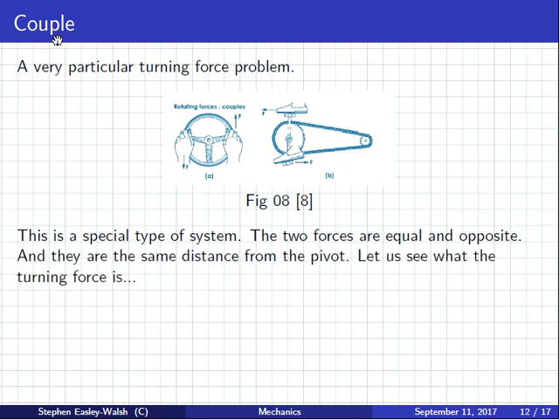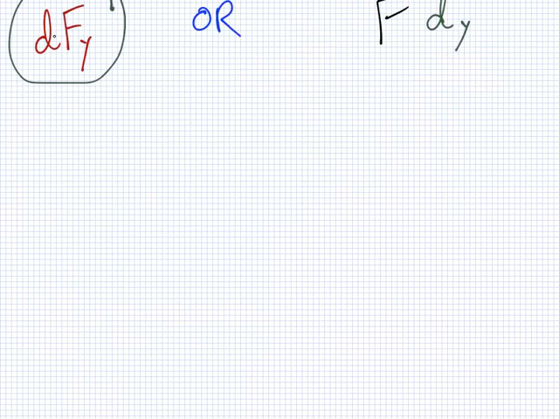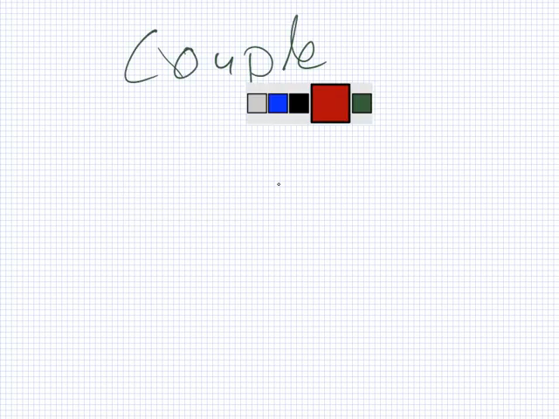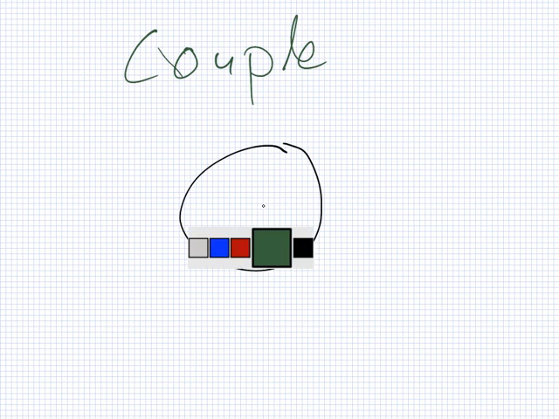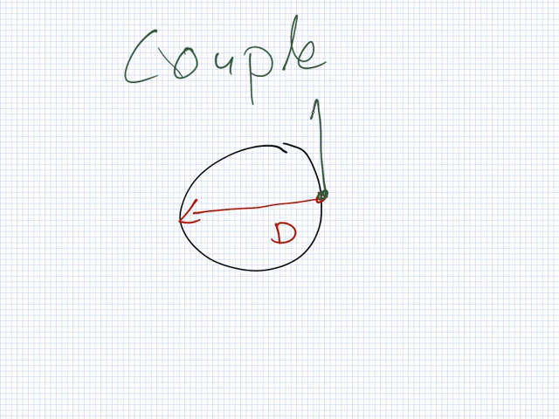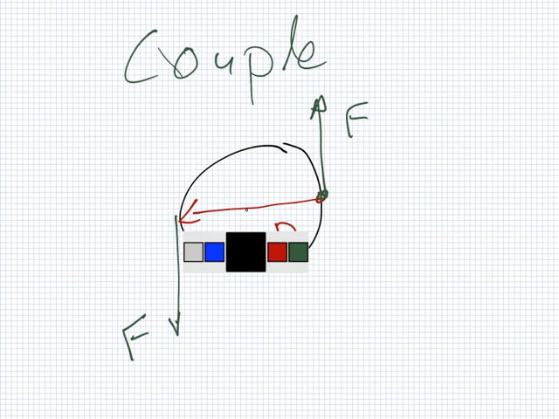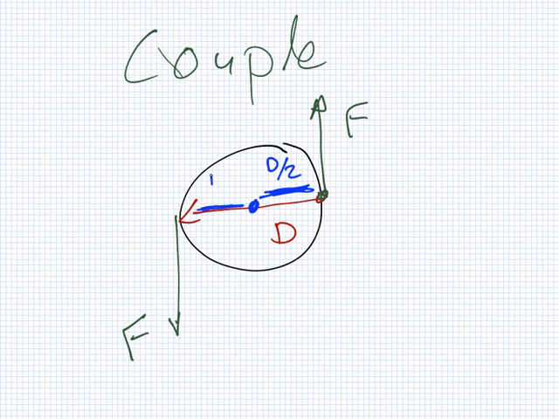Let's calculate what the turning force is for this system. Okay? So this is called a couple. I'll just draw it again here. Here's an example. We have a wheel, and we'll call this distance here to here D, and we'll call this force here F, and this force here F, and here is the turning point. How big is this distance? D over 2, and this one? D over 2. So what is the turning force provided by, we'll call this 1 and we'll call this 2.